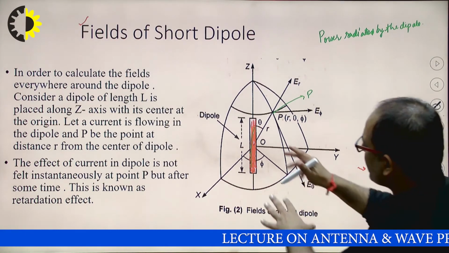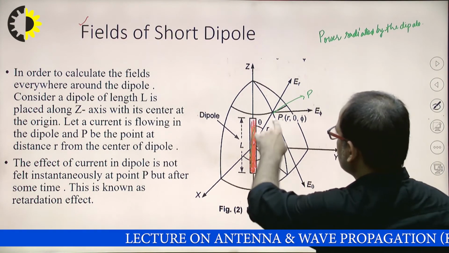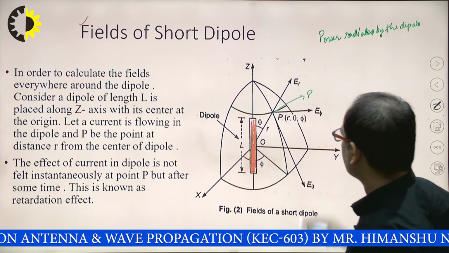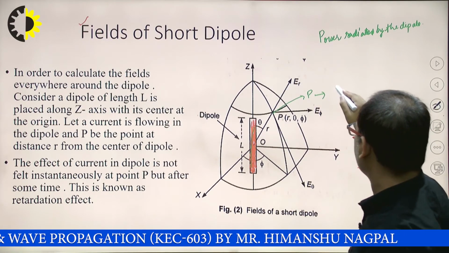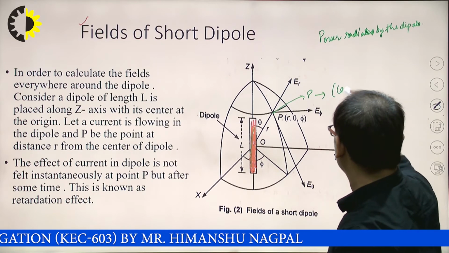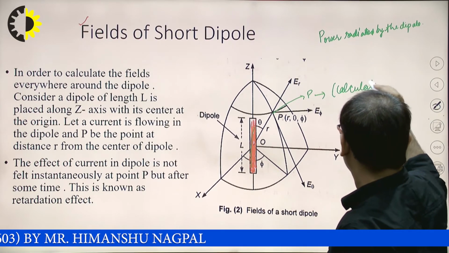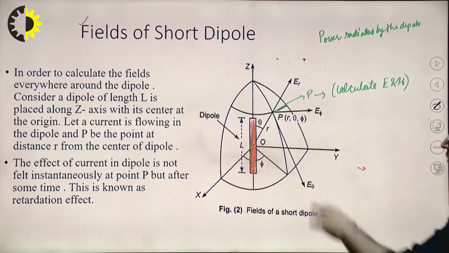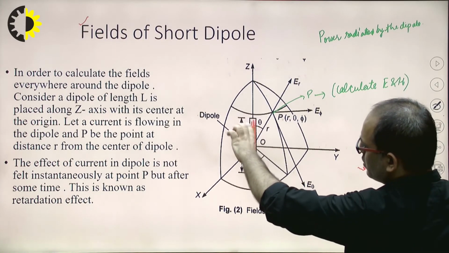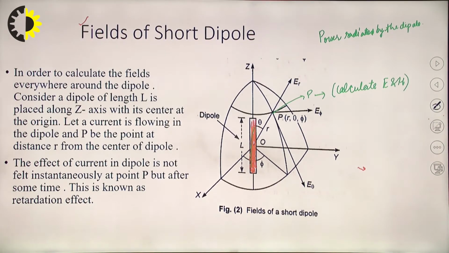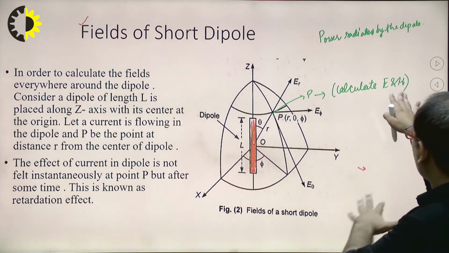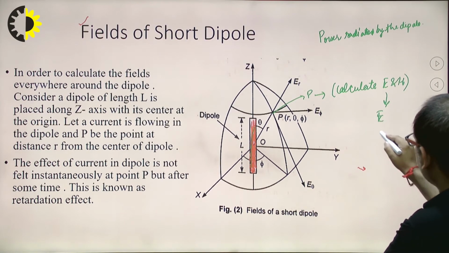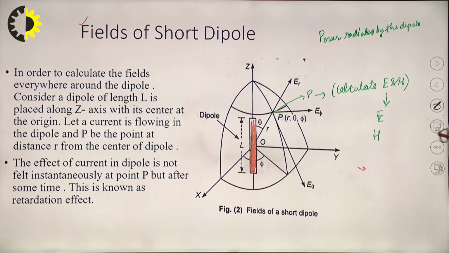So, total power radiated by the dipole. Just imagine a point P in space at which I want to calculate the electric field and magnetic field due to this dipole. Clear? On calculating, first we will calculate the E field, and then we will calculate the magnetic field.